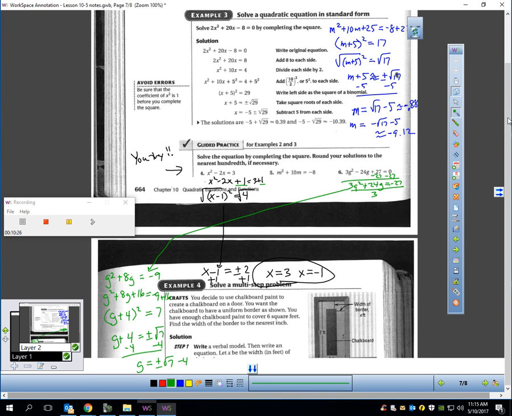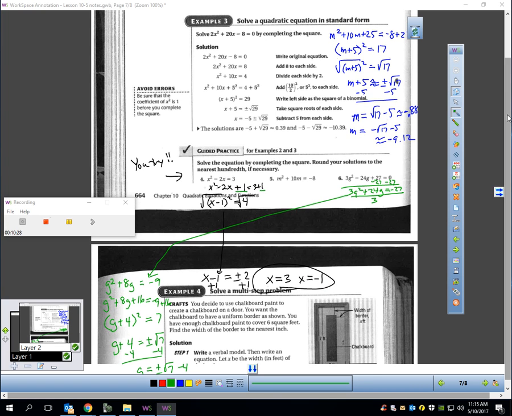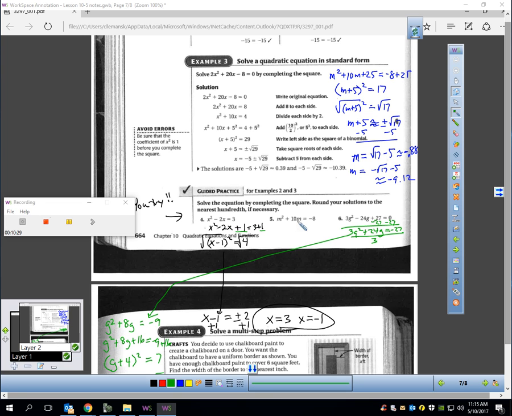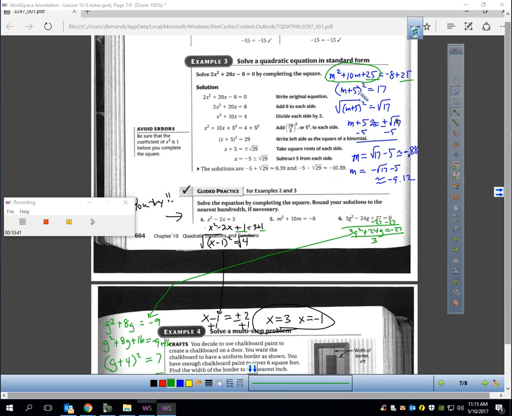And then the other two, I wrote number 5 in blue up here. I got to complete the square. Take 10 divided by 2, which is 5. 5 squared is 25, which you can see I'm adding 25 to each side. That's a perfect square trinomial. It's m plus 5 squared equals 17.